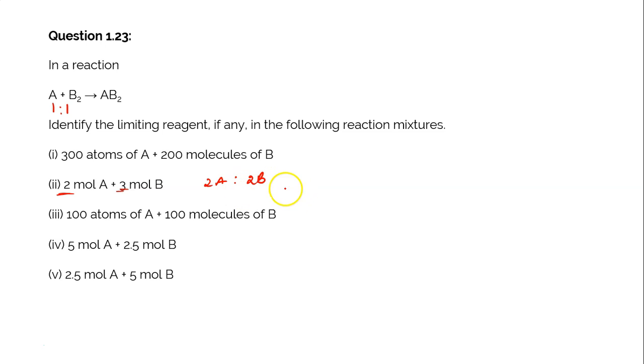B cannot react more than this, 2 and 2. But here in the question they have given you 3 moles. So 2 moles of B is reacted, but 1 mole of B is left behind in the container. Because it is left behind, you call it the excess reagent. So among A and B's quantity given, A is getting exhausted first. So you call A the limiting reagent.